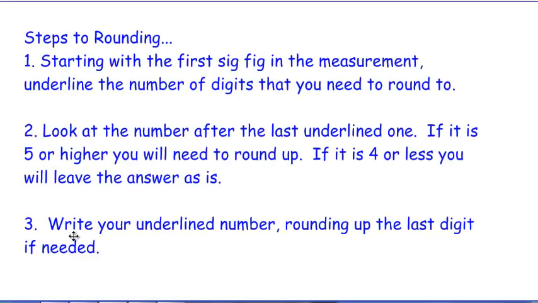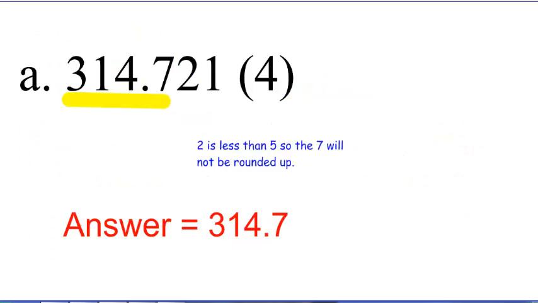Step 3, write your underlined number, rounding up the last digit if needed. 314.7. Because that 2 was less than 5, the 7 remains as a 7, and now we rounded this number to 4 significant figures.